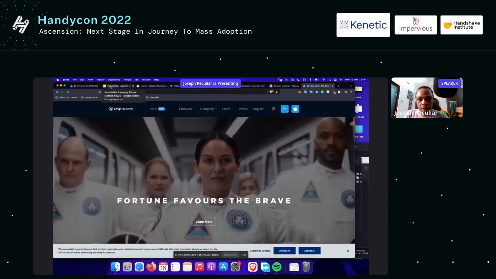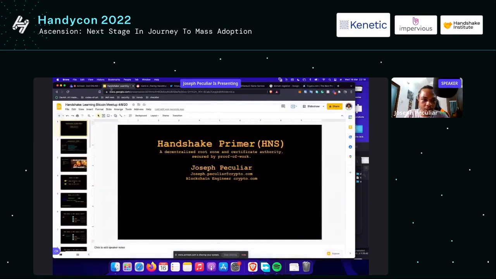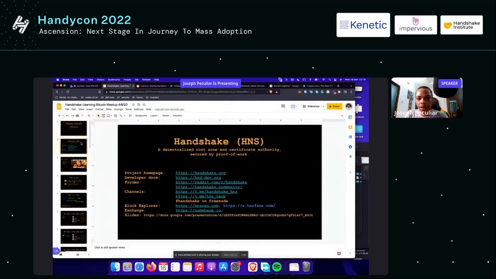So let me jump right into it. We're going to be exploring Handshake, which is a decentralized root zone secured by proof of work. Credit to this slide: it was made by Matthew Zepkin, a known developer in the Handshake ecosystem. The slide covered everything needed, so I decided to build up from there.